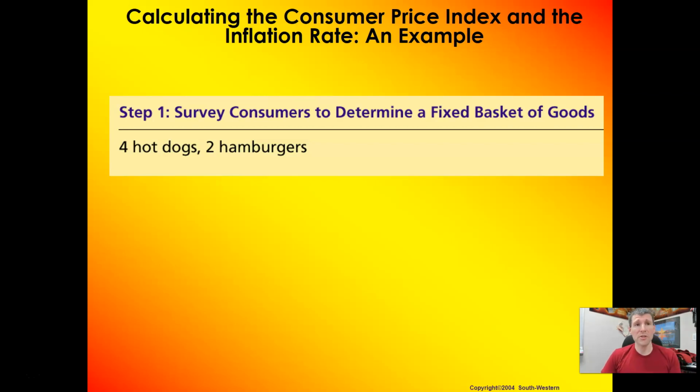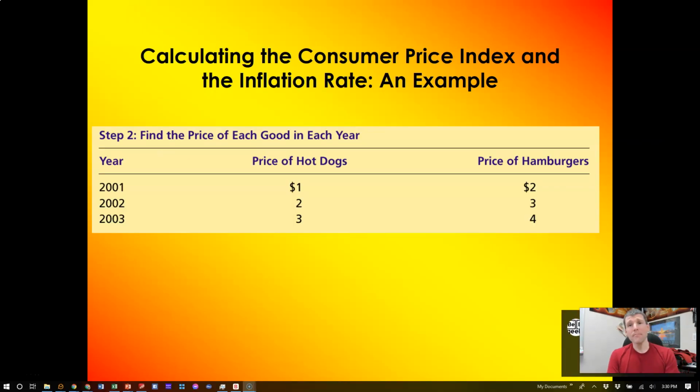So here's an example to work our way through this, and there could wind up being questions to do this sort of thing. Let's say that in our particular society, these are the goods that get sold. We have 4 hot dogs and 2 hamburgers. So we're going to determine CPI and price indexes based upon this market economy. We have fixed our market basket. Now the second step is figuring out what the prices are for each one of the years.